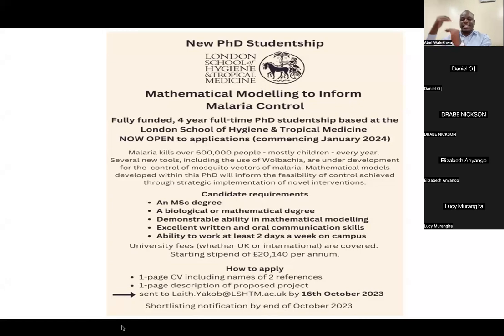The purpose of taking time to do some background checks, it helps you to see whether he's the best fit for you or he's not a good fit for you. So in other words, don't just be moved by the words mathematical modeling for malaria control. There should be beyond, there's a lot of modeling beyond that.